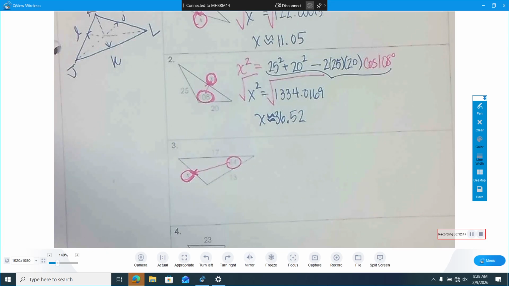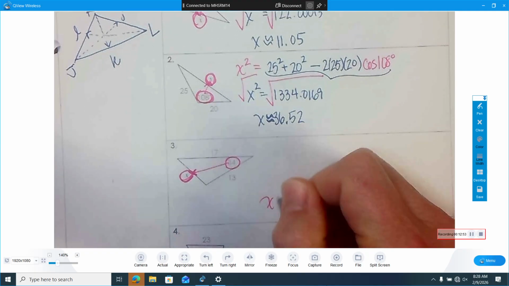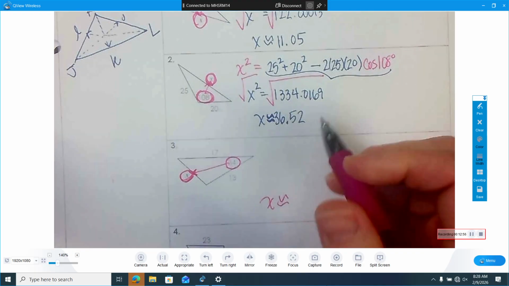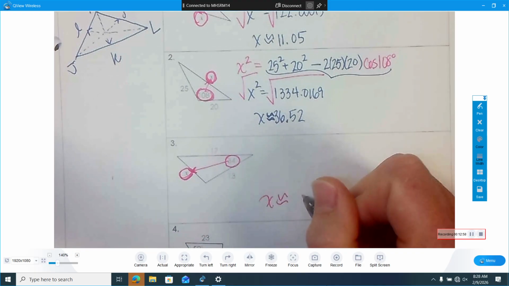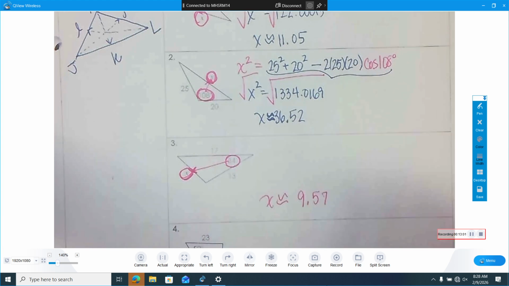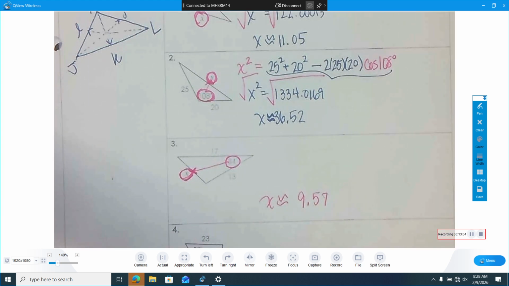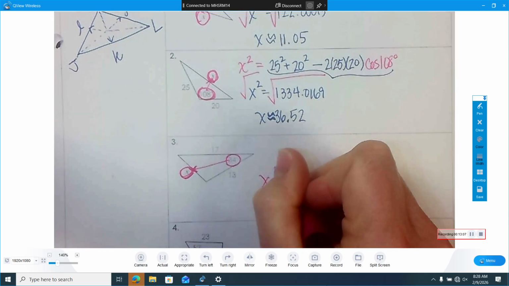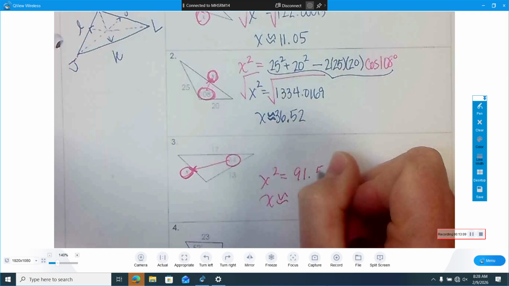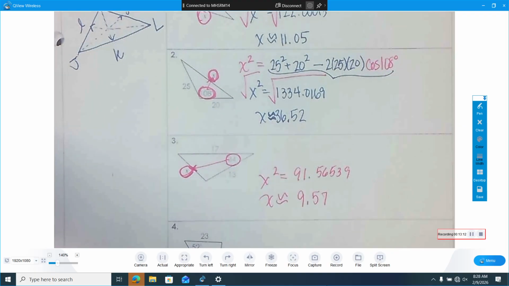All right. What did you get for x? Rounded to the nearest hundredth. 9.57 approximately. You would have gotten x squared is equal to 91.56539. And then the square root of that would be 9.57-ish. All right, I saw lots of good first liners there, so good job. I think that was really good. Okay, questions on that? It's not that hard, right? Just a long formula, but it's not hard. Okay.